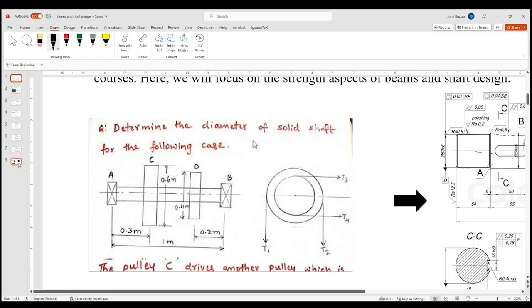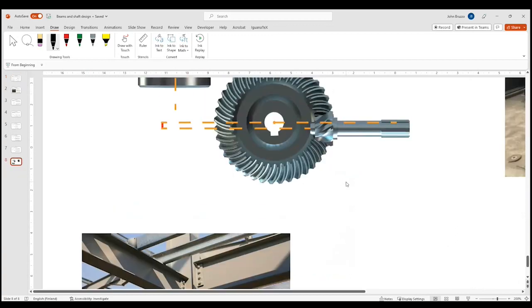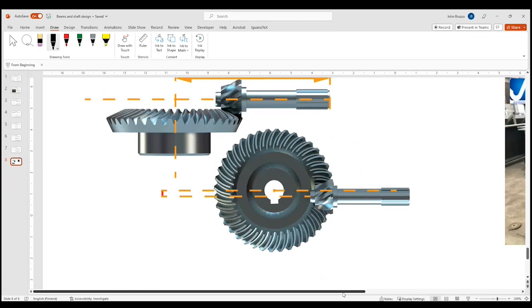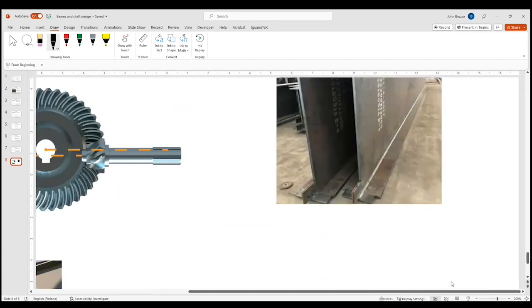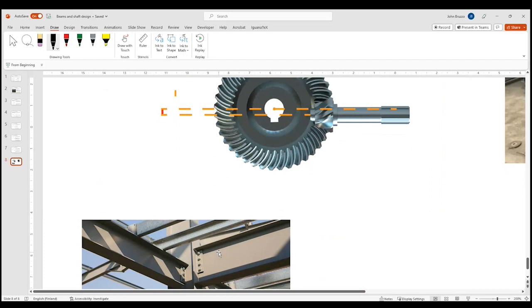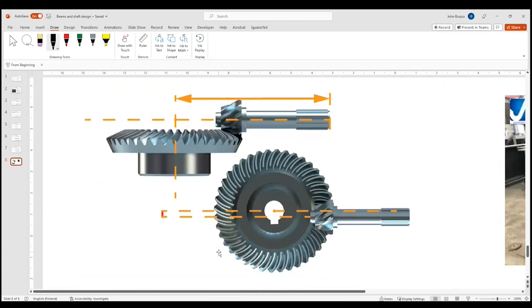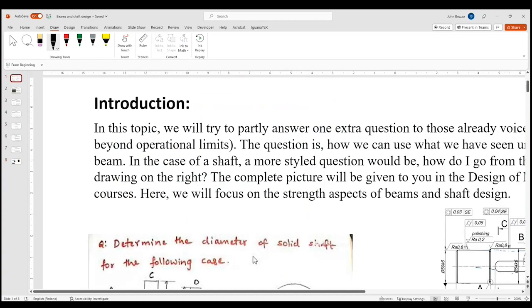If I wanted to check something close to reality, for example, let's see if I brought it here. In one of these pictures, no, but at least we can see here, for example, this bevel gear and then the pinion of the gear, and you see that there are changes in the diameter of the shaft here. So how do I choose this diameter? How do I choose this diameter? There are differences here.